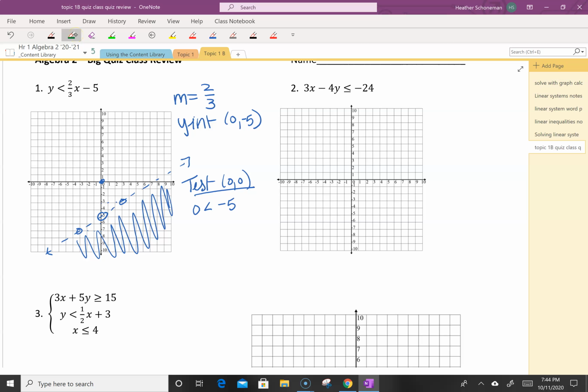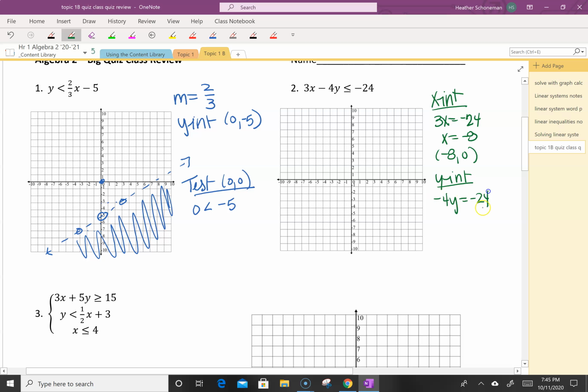On number 2, this is in standard form. In standard form, I have to find the x-intercept, which is when y goes away. So I have 3x equals -24, so x equals -8, and that ordered pair would be (-8, 0). For the y-intercept, that is when x goes away, so I get -4y equals -24, so y equals 6, so my point is (0, 6).